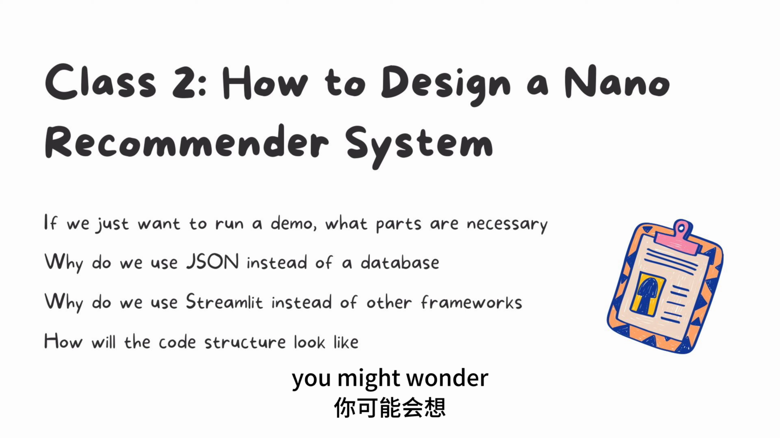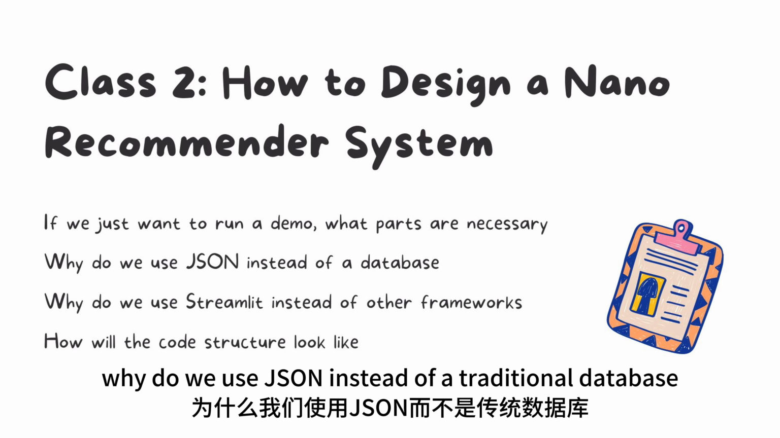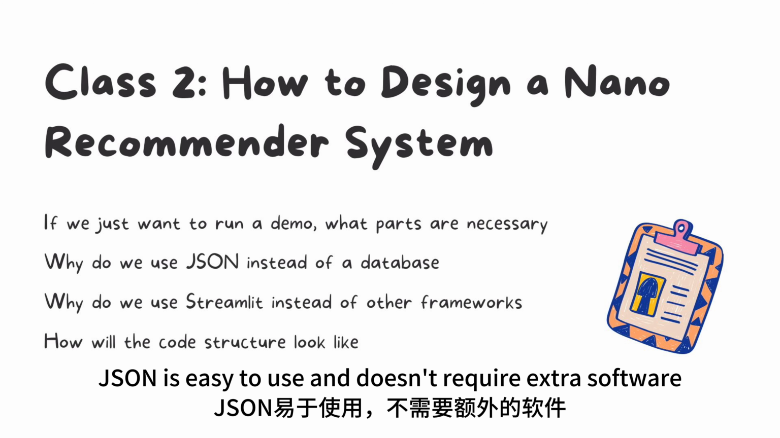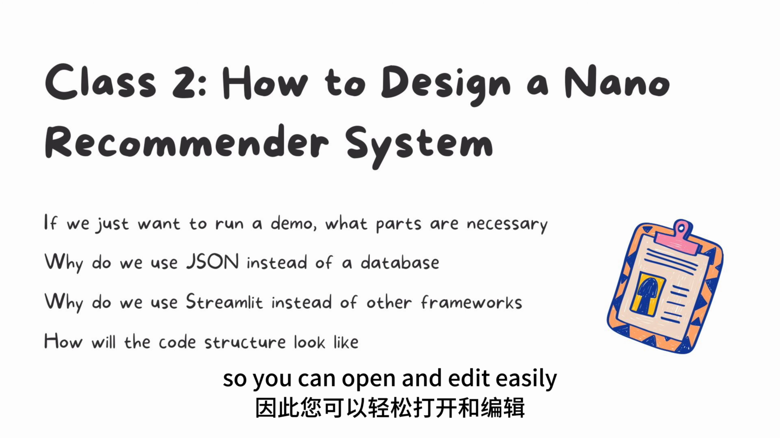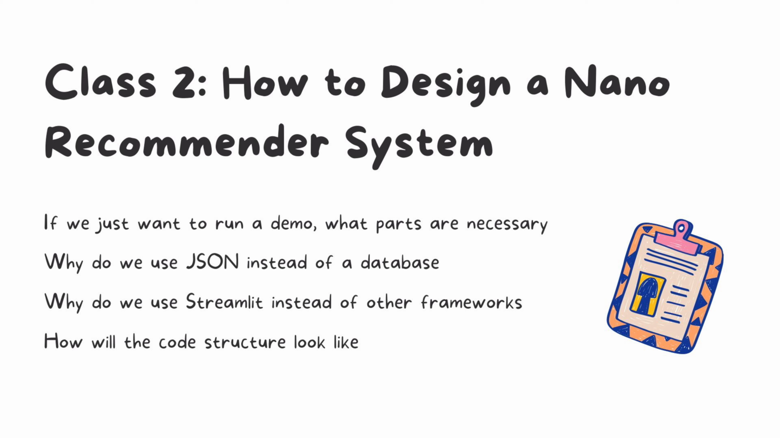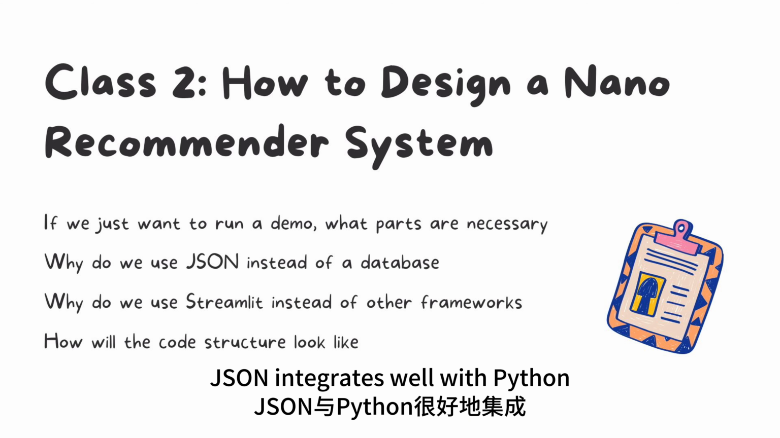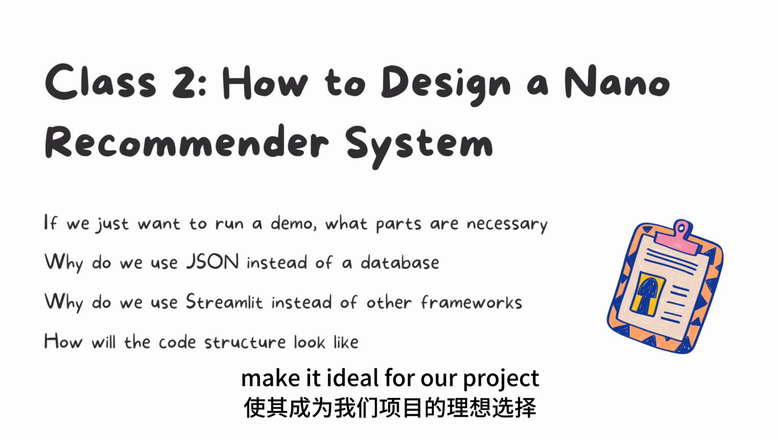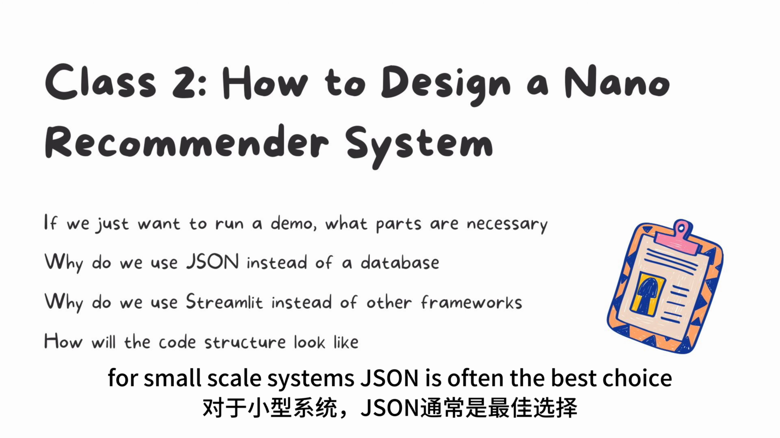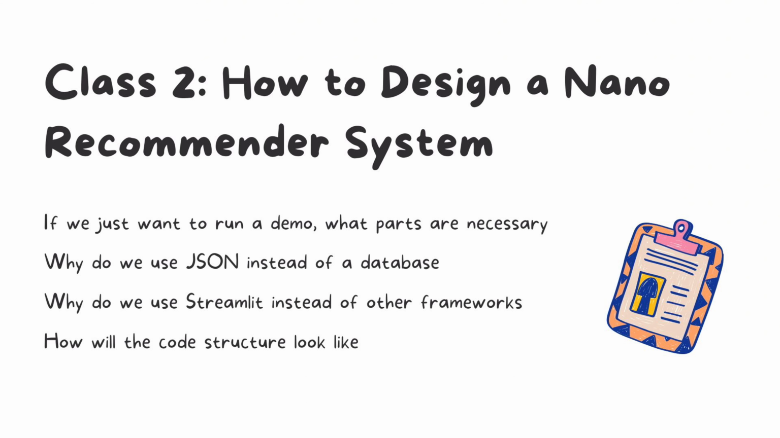You might wonder, why do we use JSON instead of a traditional database? Here's why. JSON is easy to use and doesn't require extra software. It's a simple format, so you can open and edit it easily. JSON integrates well with Python, making it ideal for our project. For small-scale systems, JSON is often the best choice.